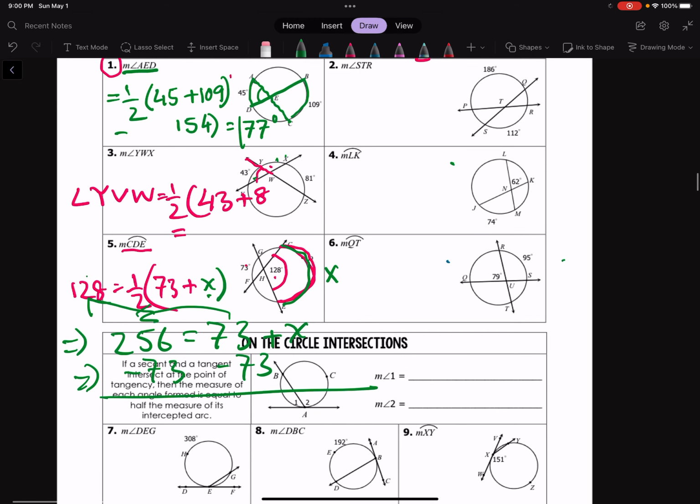So how much do you get? You get 183 here. Once you subtract, it cancels out, so these are x. So straight that.